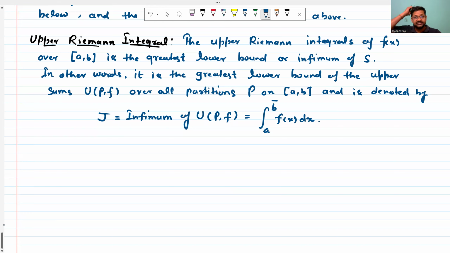So we took the partition, and on every partition we calculated the Riemann sum. Of all those sums, the smallest one, that is called the upper Riemann integral. Okay.